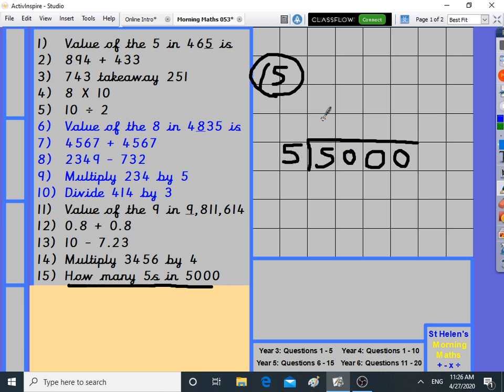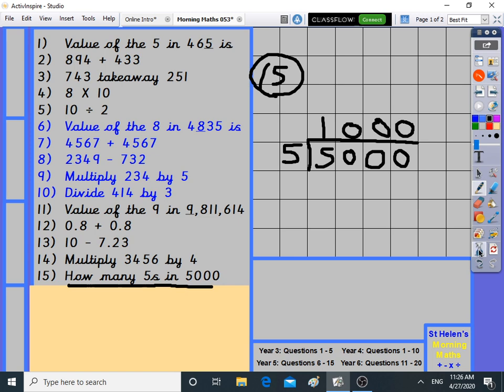How many 5s in 5? 1. How many 5s in 0? 0. How many 5s in 0? 0. How many 5s in 0? 0. It is 1,000. If you can do stuff in your head, I find it's much better to do it in your head and do it on paper, and then you have a double check. Because maths is all about accuracy. Some people think it's all about speed, but accuracy is the most important thing, getting things right.